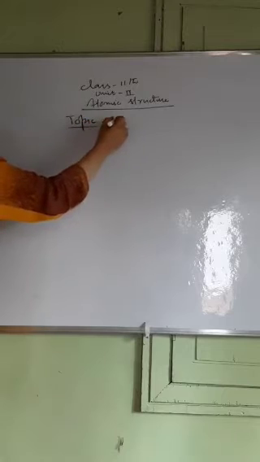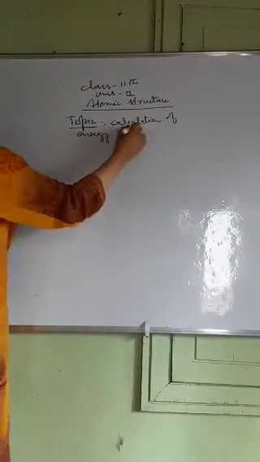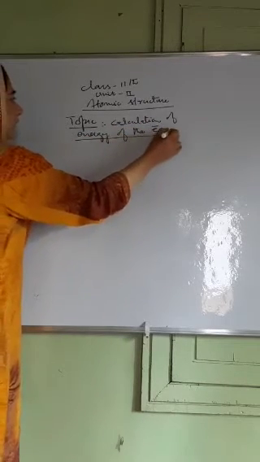Dear students, our today's topic is calculation of energy of the electron. Basically, we were dealing with the Bohr's model of atom. We discussed the Bohr's model of atom in the previous video lecture: what are the various postulates of the Bohr's model of atom, then the calculation of the radius of the Bohr's orbit. Then today's topic is the calculation of energy of an electron.